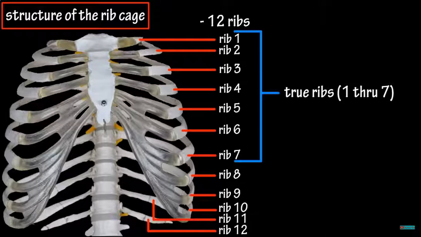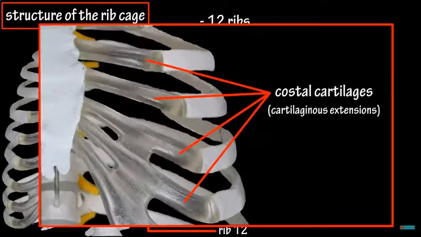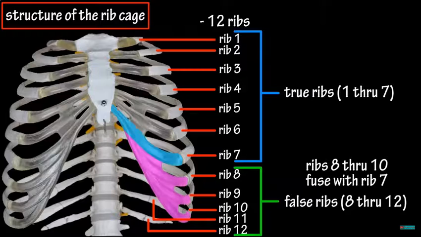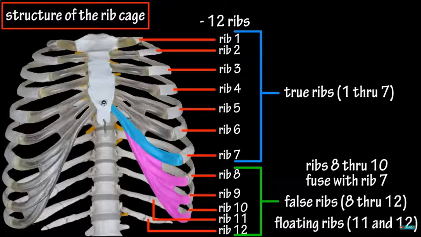Ribs 1 through 7 are called true ribs because they individually connect to the sternum by way of cartilaginous extensions called costal cartilages, which you can see here in this model. Ribs 8 through 12, located at the bottom of the rib cage, are called false ribs because they do not directly connect to the sternum from their own costal cartilages. Ribs 8 through 10 fuse with the costal cartilage of rib 7, and ribs 11 and 12 are called floating ribs because they do not connect with the sternum at all.